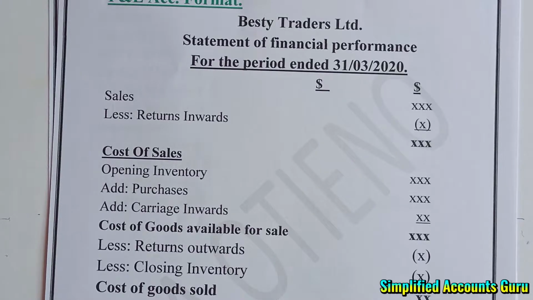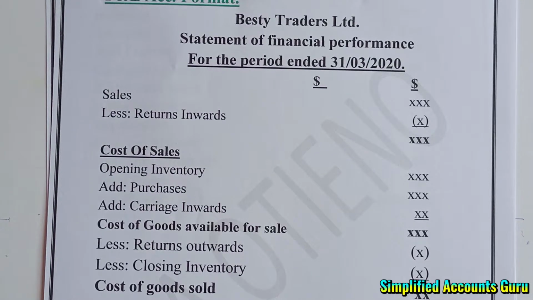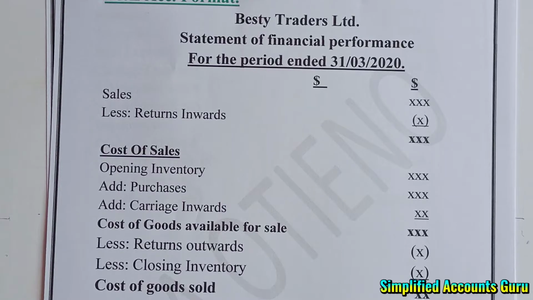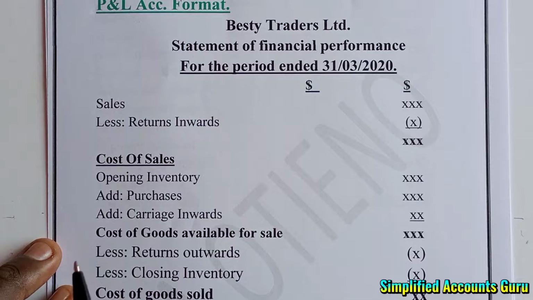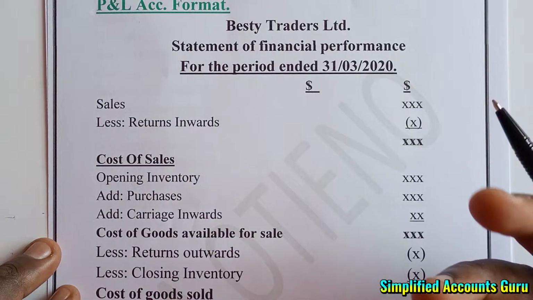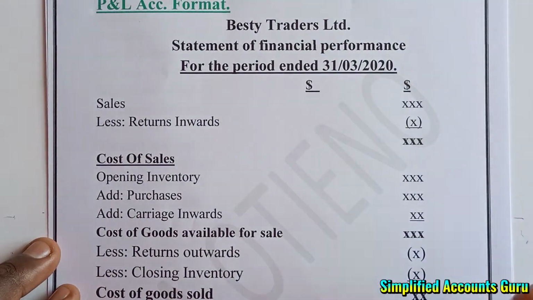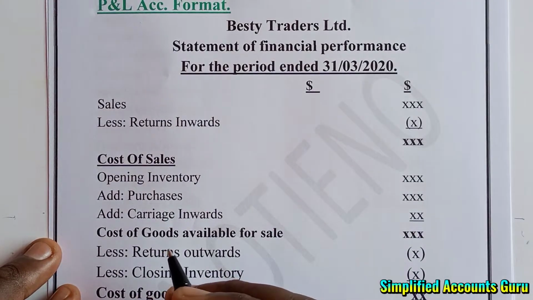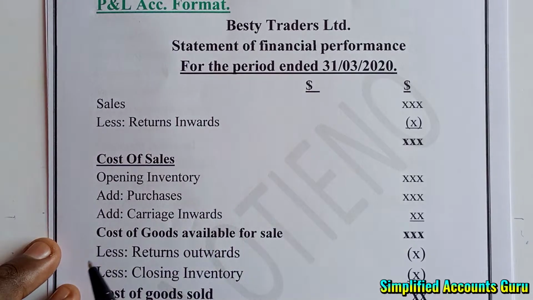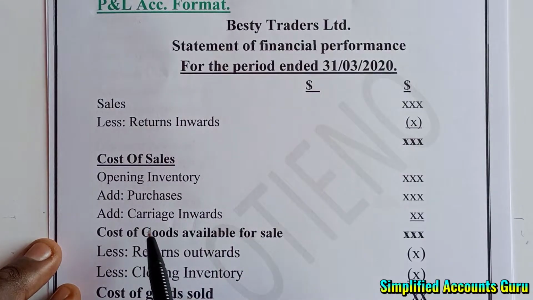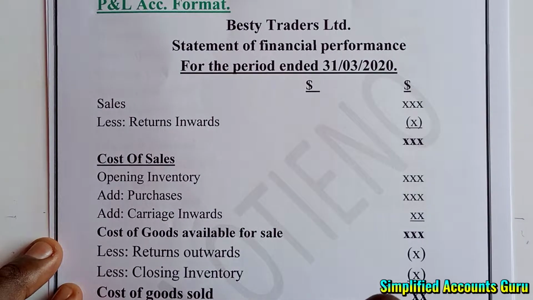As we go ahead, we are going to have the sales, then minus returns inwards. We have the sales. That is the revenue that has been earned as a result of selling the products of the organization. Then we are supposed to less returns inwards. So returns inwards in this case refers to the goods that have been sold out, but because of one reason or another, they have been brought back to the business by the customer.